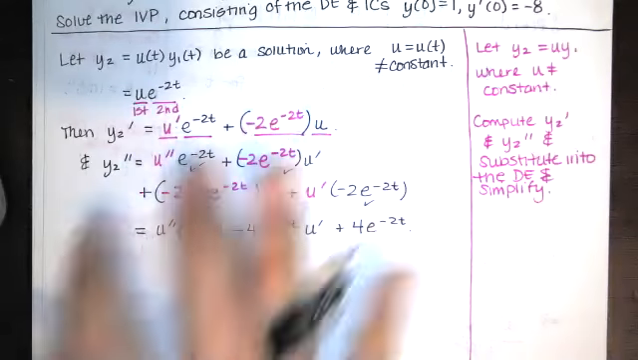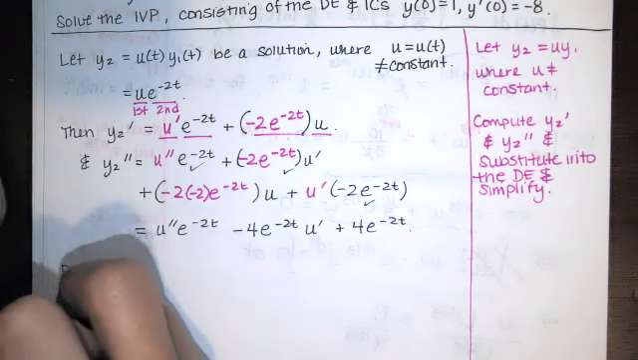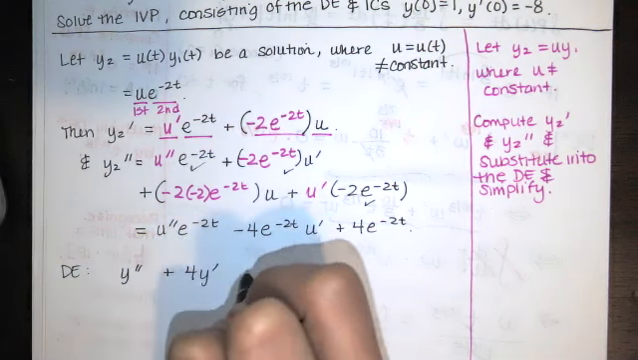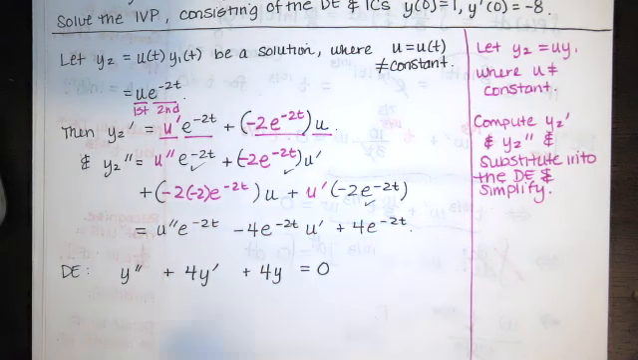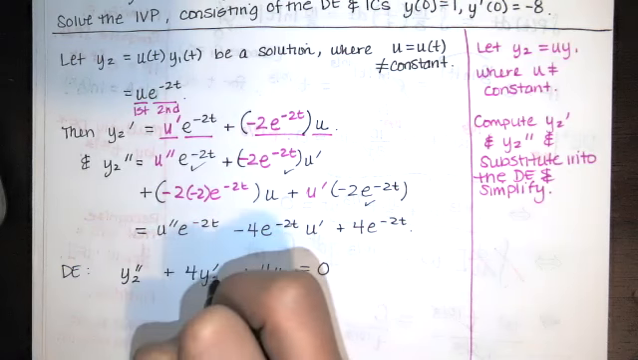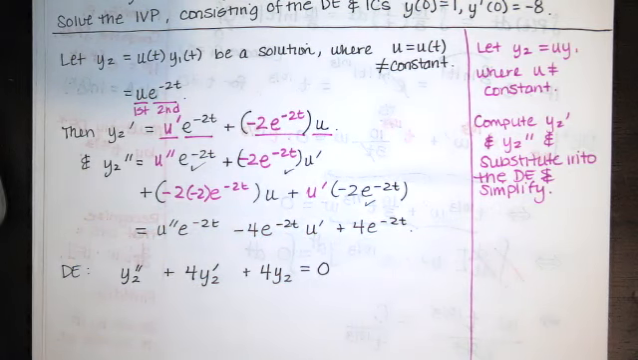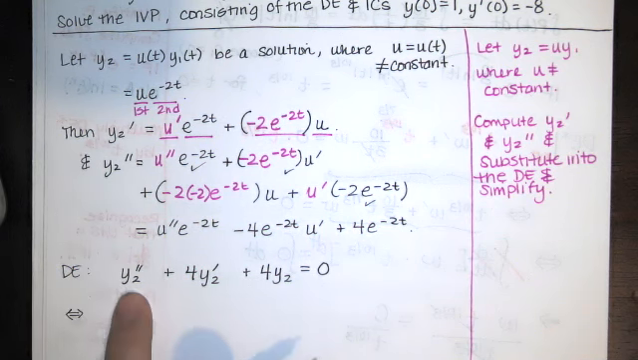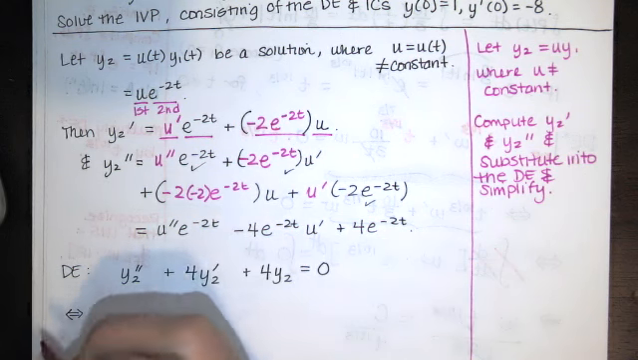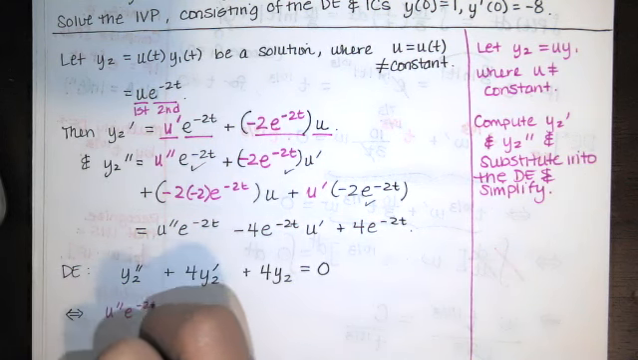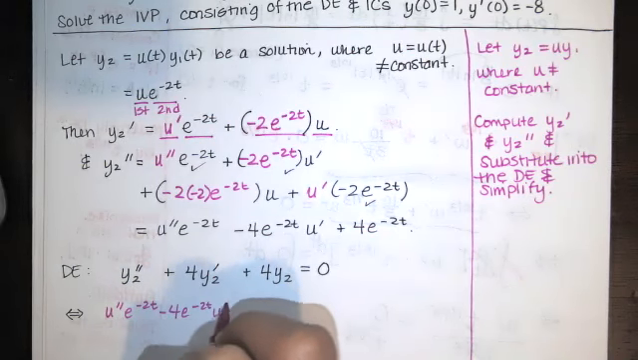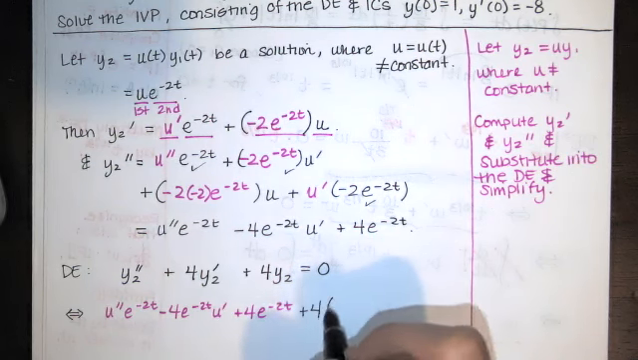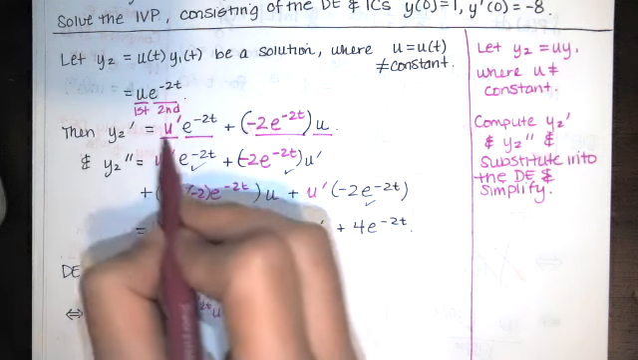So that's our y sub 2 prime and y sub 2 double prime, and now we can substitute those into the differential equation. Because the differential equation is this. Now we're assuming that y sub 2 is a solution. So we can substitute that in and we should get 0 because of the assumption that y sub 2 is a solution. So y sub 2 double prime was equal to that. I'll write that down. And then we add 4 times y sub 2 prime, which is this guy.